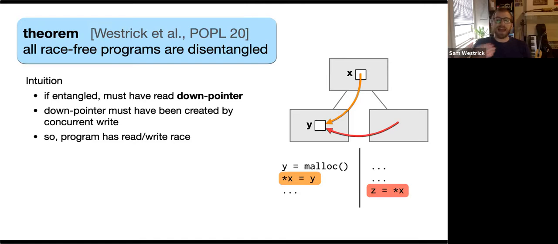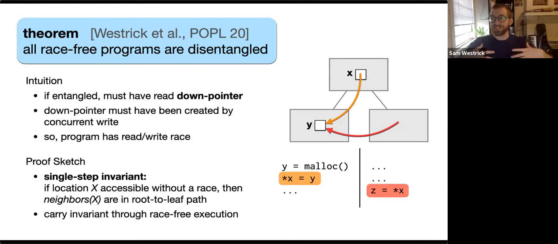And now that red arrow there, that's the entanglement in the program. But in order to do this, I have to have a read-write race. I have to create the down pointer, and then I have to read the down pointer. And that constitutes a race. So that's the intuition: entanglement only emerges because of a race in your program.